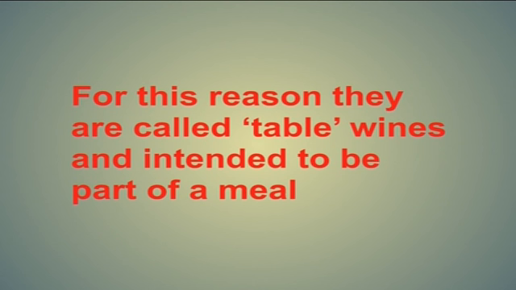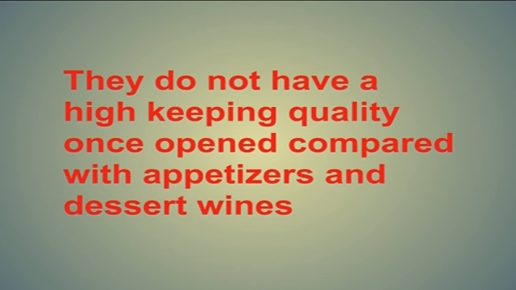Table wines: in general, the natural wines are usually consumed at one sitting once they are opened. For this reason, they are called table wines and are intended to be part of a meal. They are usually served in generous amounts, partly because they contain less alcohol than the desserts and appetizers, and partly because they do not have a high keeping quality once open compared with appetizers and dessert wines.